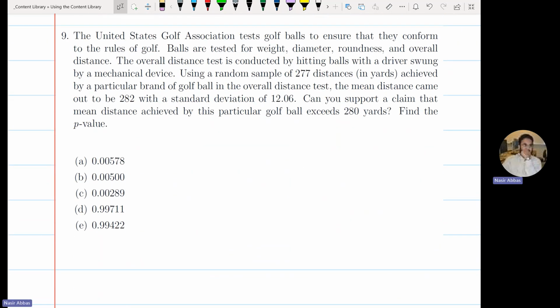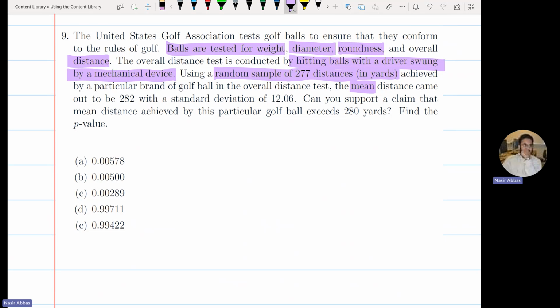But anyhow, the next question says that the United States Golf Association tests the balls for whether they are okay or not. The balls are tested for the weights, diameter, roundness, overall distance. The overall distance test is conducted by hitting the ball with a driver swung by a mechanical device using a random sample. Now, what is the important information? What is the size of the sample? 277. The question is about mean or proportion?